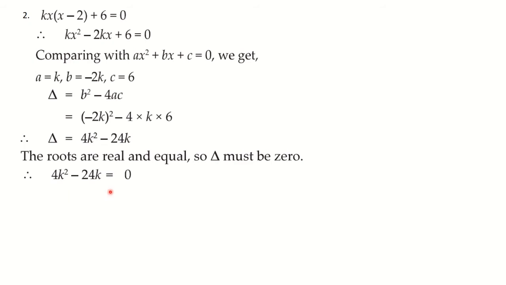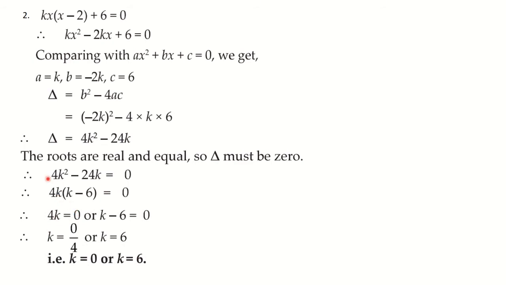Okay, but while taking out common, whatever is possible, that is the highest number, we are going to take. So take out 4k common and you will get k minus 6 in the bracket. Now here we can divide both the places by 4. So you can simply write down this first term is equal to 0 or second term is equal to 0.